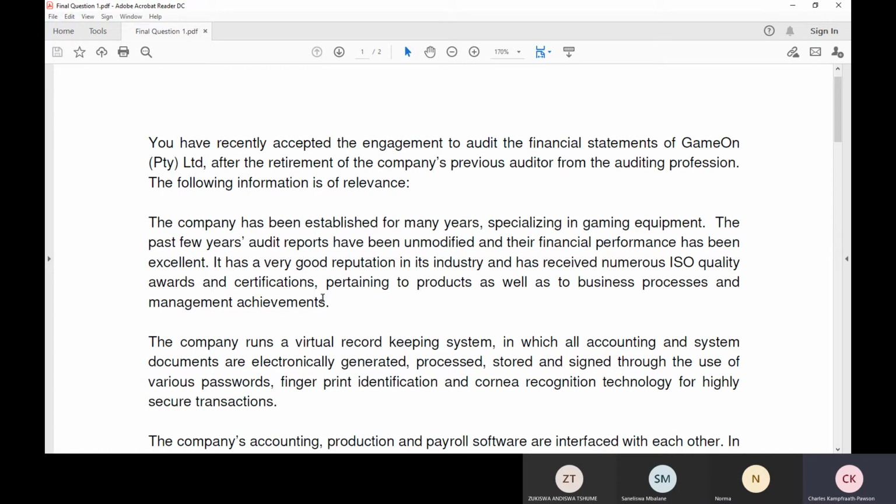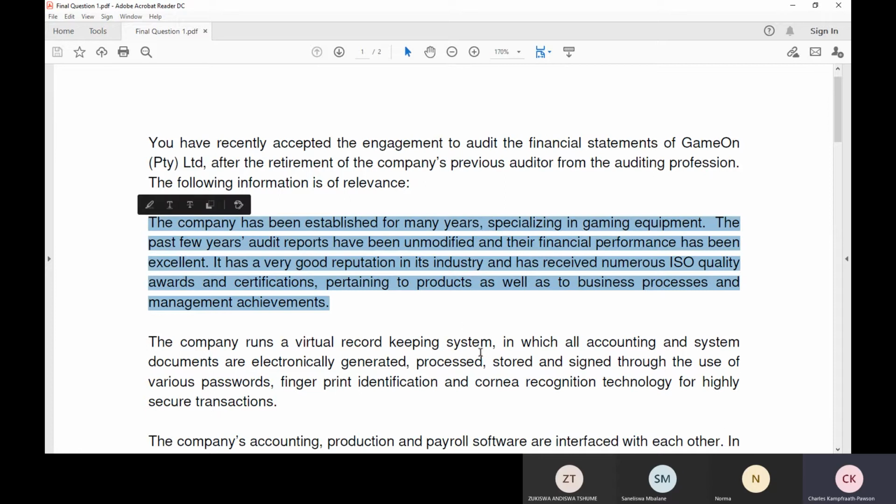If you read the first paragraph, it immediately tells you that the company is in good standing. It's received numerous awards, all of that. It's good information. Both the products are good. The management processes are good. So that is in favor of the client. But we don't look for things that's just in favor of the client.